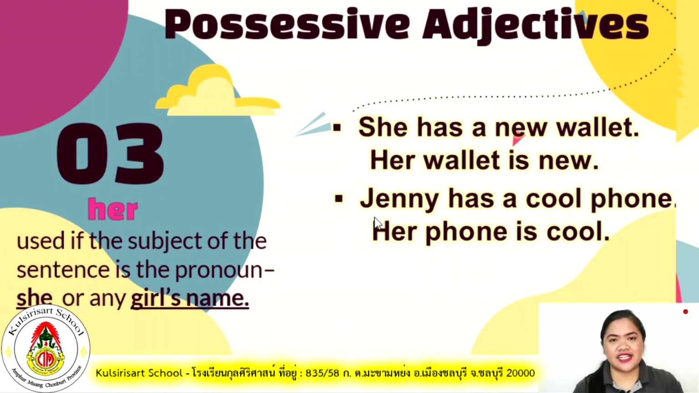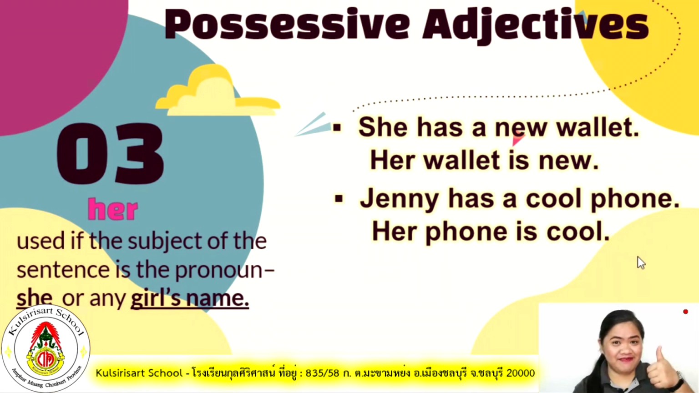The second sentence, Jenny has a cool phone. So now, this is not a she. The subject is not the word she. The subject is the name Jenny. And Jenny is the name of a girl. So that's why the possessive adjective that we're going to use here is her. Her phone is cool.